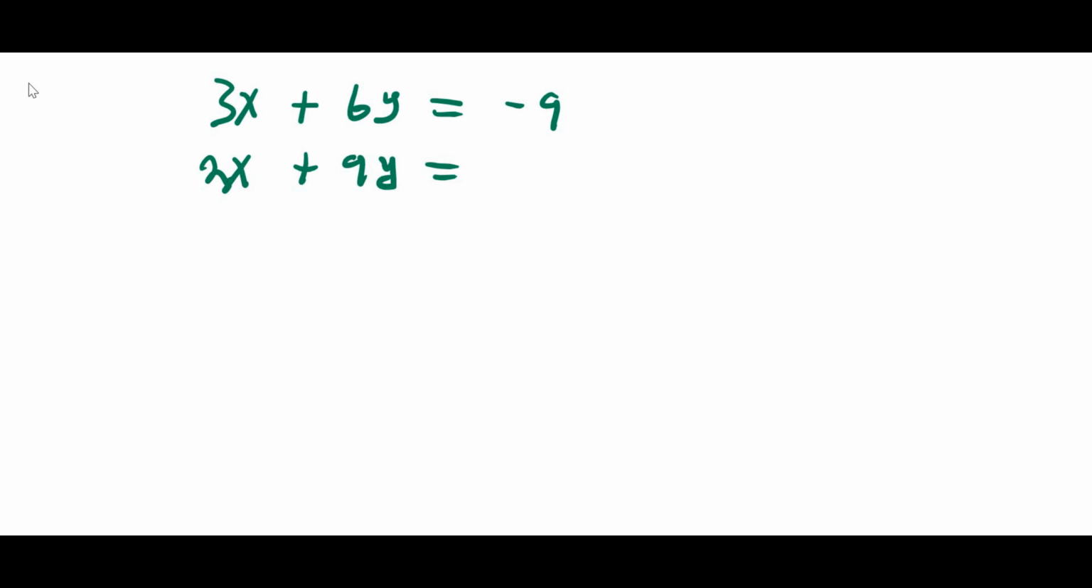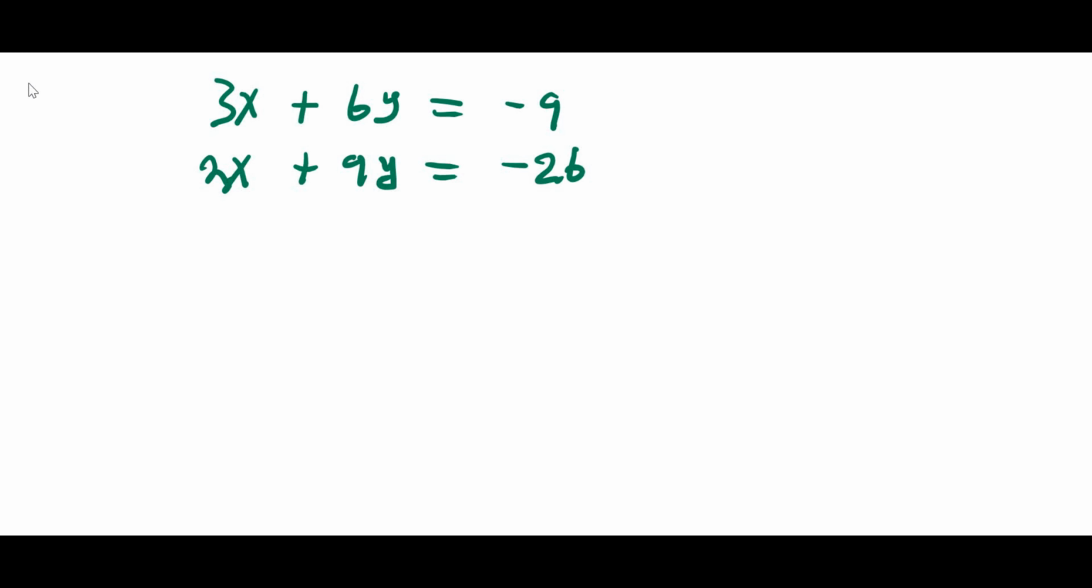All right, if we have 3x plus 6y equals -9, and 2x plus 9y equals -26.